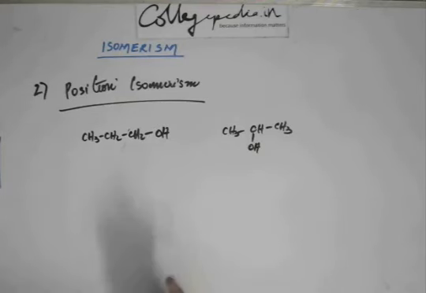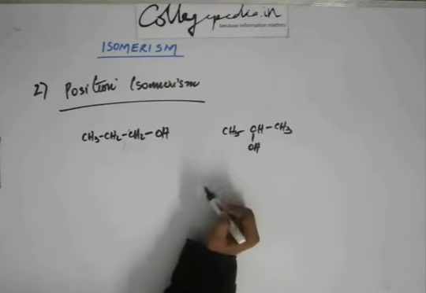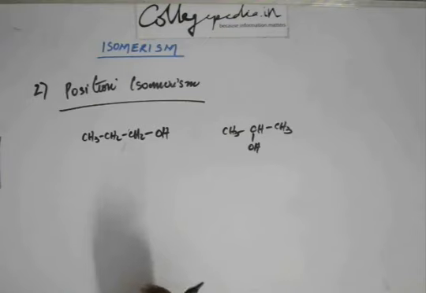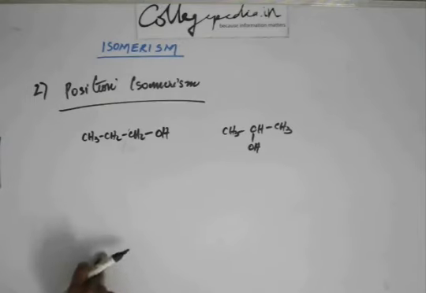Fine, simple, easy. Now suppose you have to draw the positional isomer of 2-butene. Now apart from functional group, they can be double bond and triple bond as well. If the position of the pi bond is changing, then also they will be said to have positional isomerism.